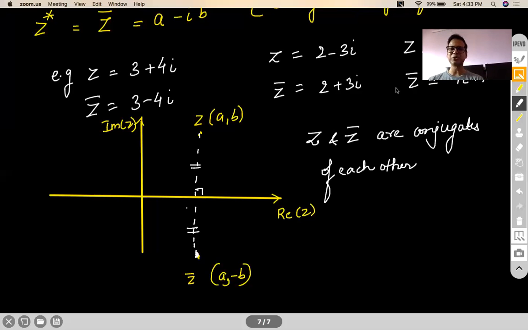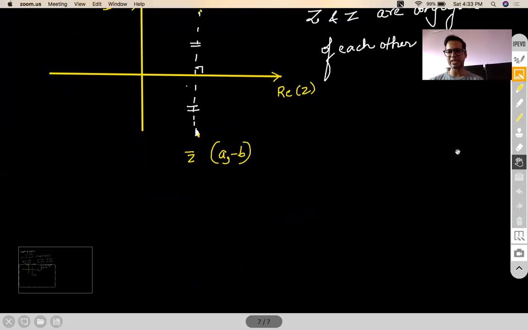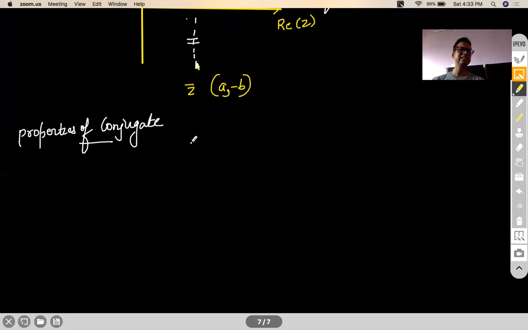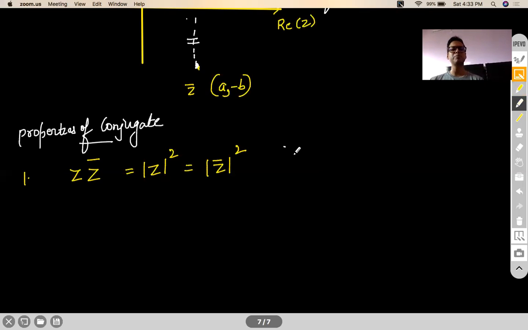Okay. So let us understand few of the properties of conjugate and why it is so important to us. Let us look into that. Properties of conjugate. The biggest property of conjugate is if you multiply any complex number with its conjugate, it basically gives you a purely real quantity, which is mod of z square, or you can also write mod of z conjugate whole square. Both are same actually. Okay. So this is one of the most important properties.